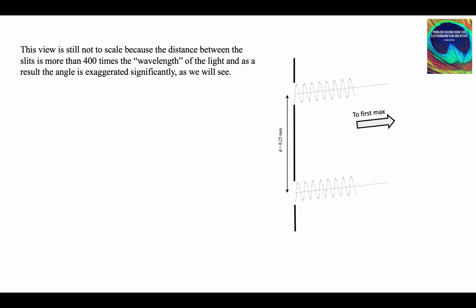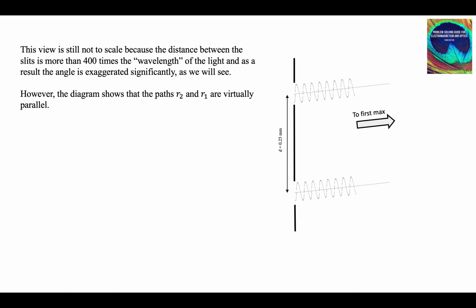And this is really not to scale because the wavelength is about 1/400th of the distance between the slits. So to draw the actual wavelength would be really hard. You couldn't even see it at this scale. And because of that, this angle is exaggerated significantly. You can see that this line is actually going up. But to scale, remember, the first maximum is 1 millimeter apart on the screen. So these lines would look horizontal if I drew them to scale because the wavelength is so small.